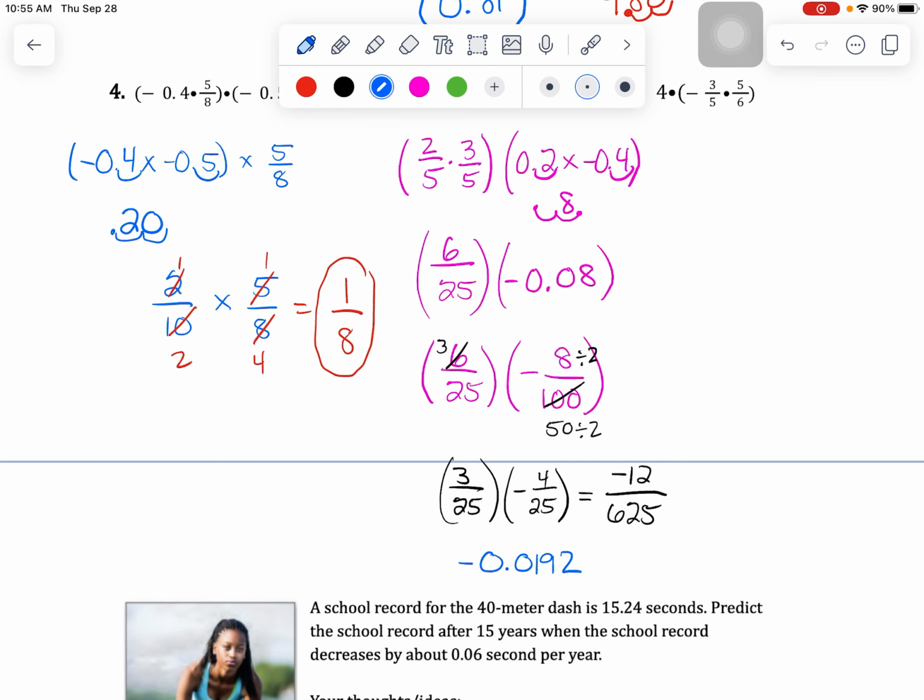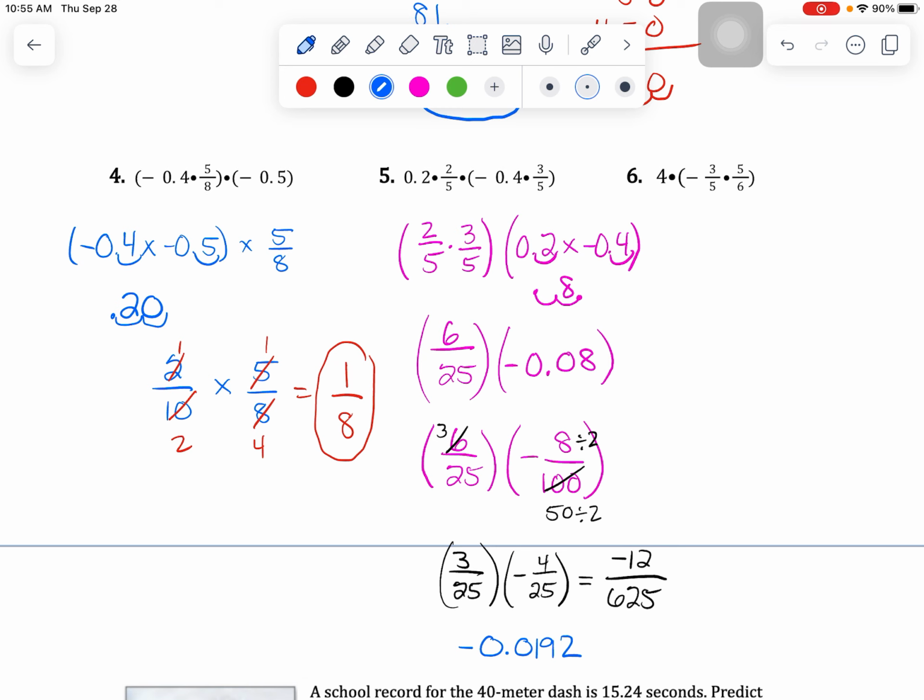All right, last one here. If you simplified, the 5s will cancel. The 3 will become a 1. The 6 becomes a 2. So you end with 4 times negative 1/2, which ends up just being negative 2.